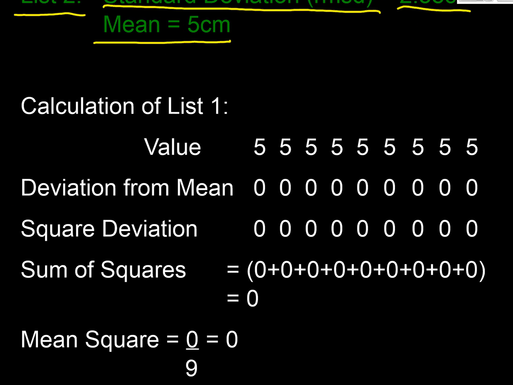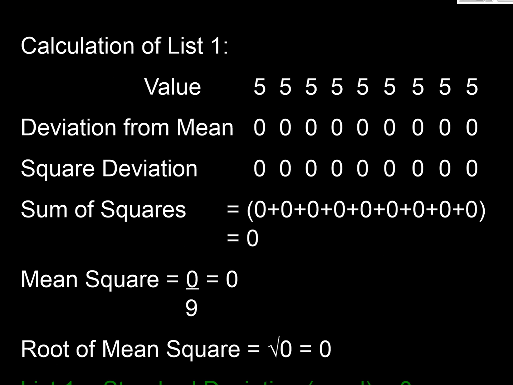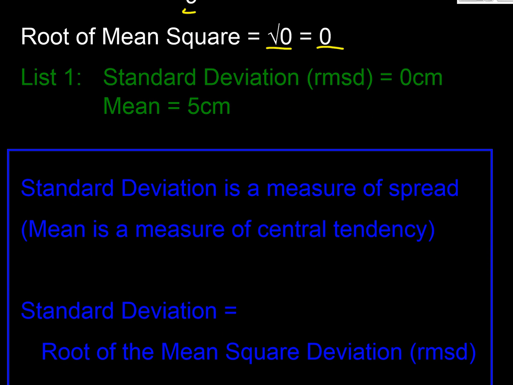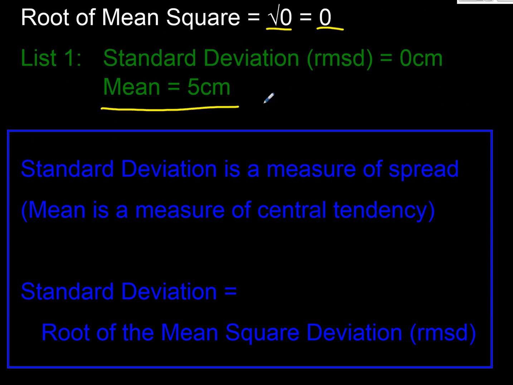Let's have a look at the first list. Well, all the values were 5, weren't they? So their deviations from the mean are 0 all the way down. So the sum of the squares here is 0. So the mean of those squares is 0 divided by 9 is 0, and then we're going to root it, and again we're going to end up with 0. So if we want to describe list 1, well, again our mean is 5 centimeters, but our standard deviation, the RMSD, is 0 centimeters.